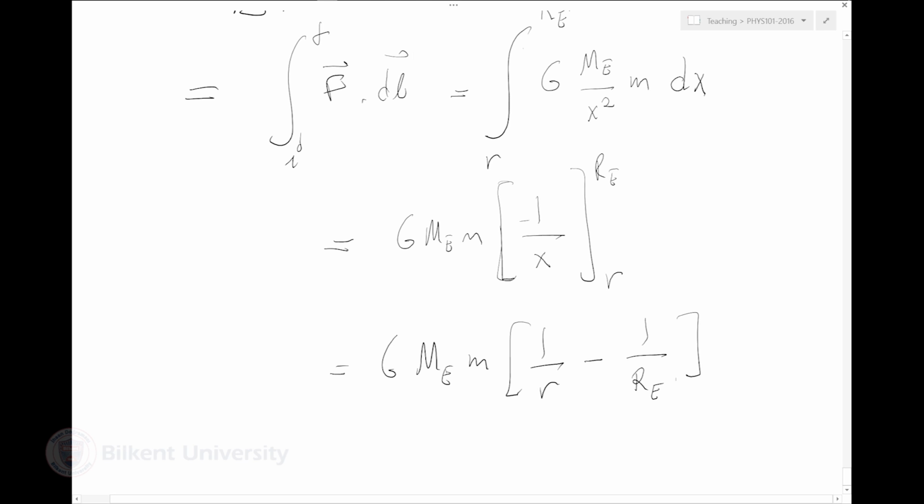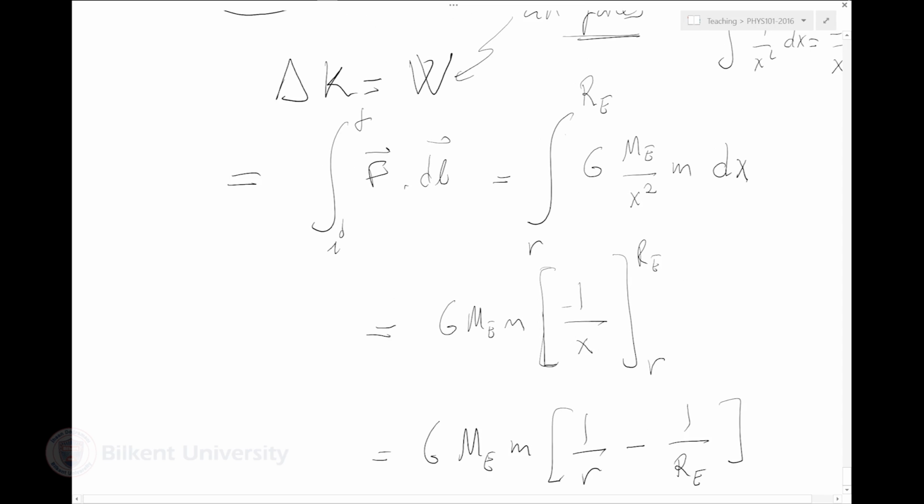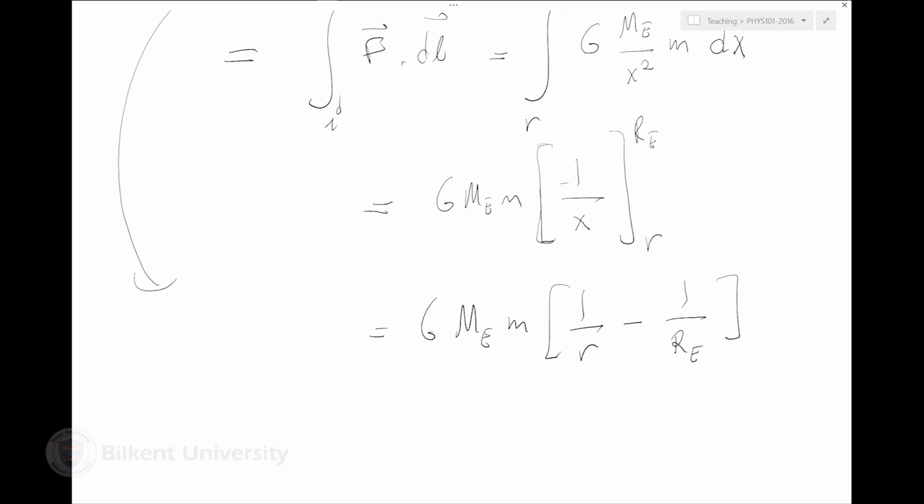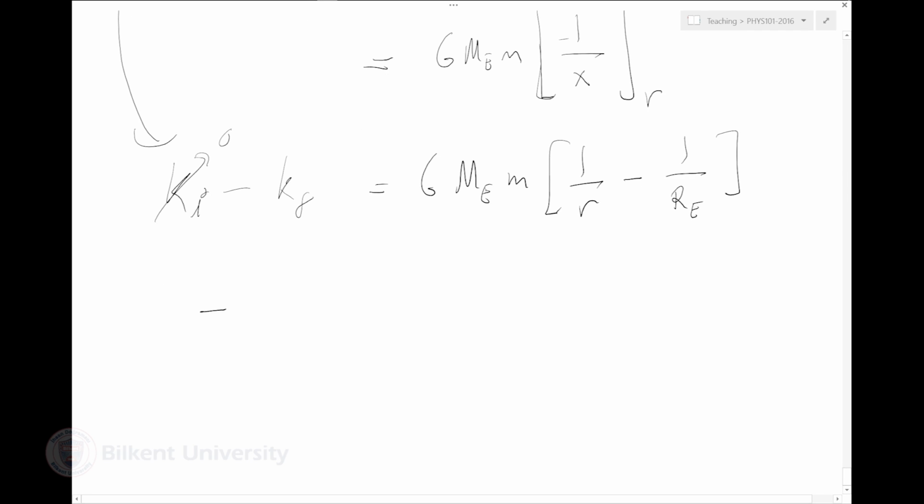But what is delta kinetic energy? What was my initial kinetic energy? My initial kinetic energy was 0, so let's write it like that. K initial minus K final. This is 0. So this is minus 1/2 m v final squared.